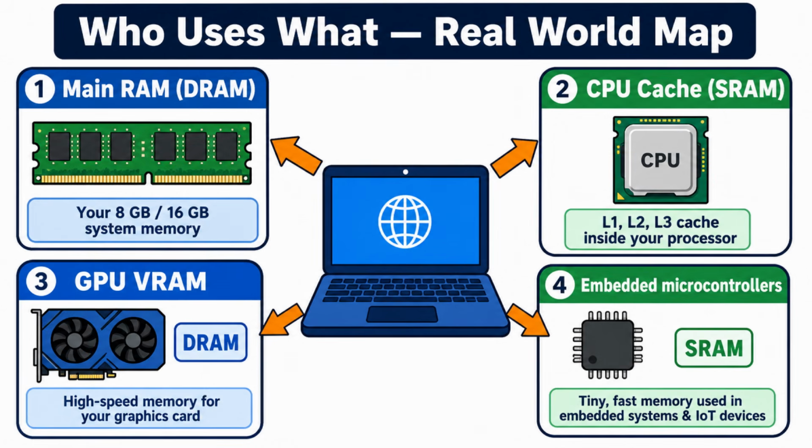So where exactly does each type get used? Here's the practical picture. Your computer's main RAM, that 8 or 16 gigabyte stick, is DRAM. Your GPU's video memory is also DRAM. But inside your CPU, there are multiple layers of cache memory, called L1, L2, and L3, and all of those are SRAM. There's also tiny amounts of SRAM inside microcontrollers and embedded devices everywhere around you.